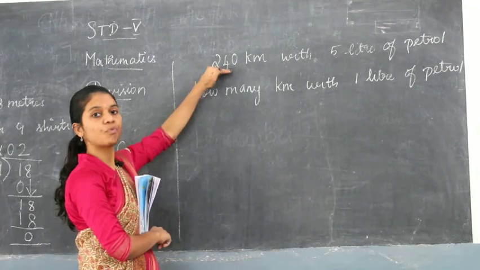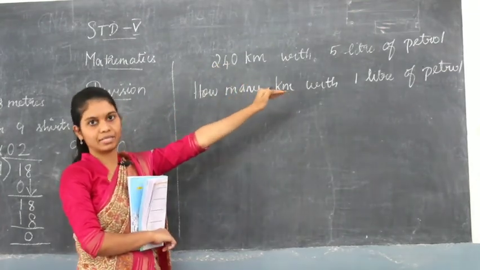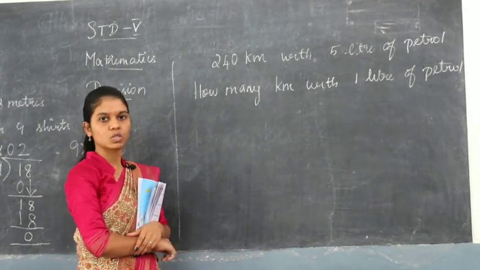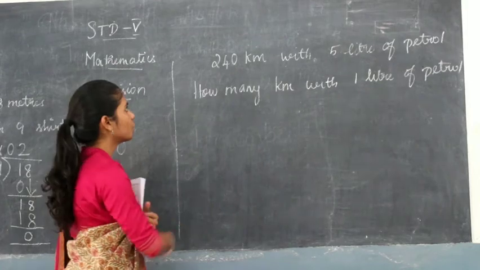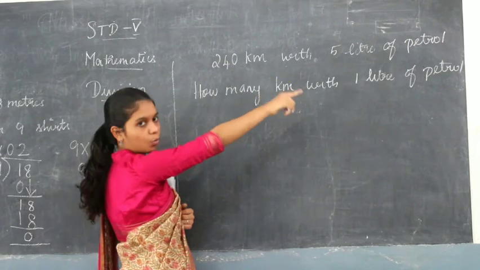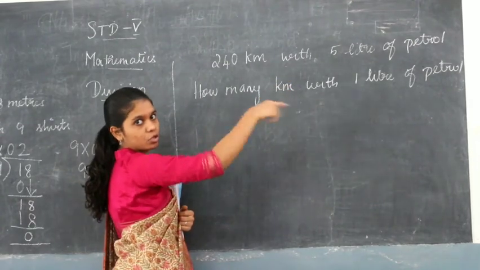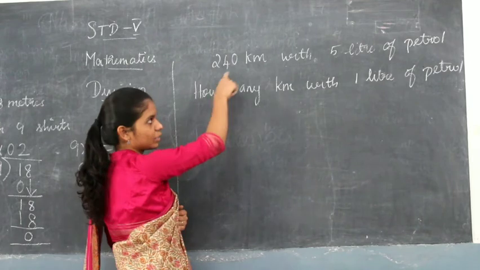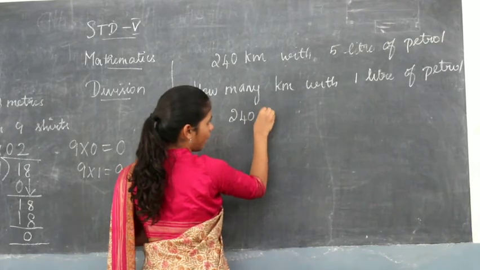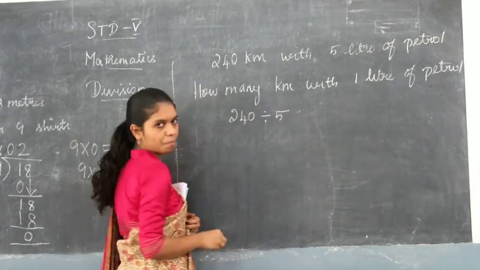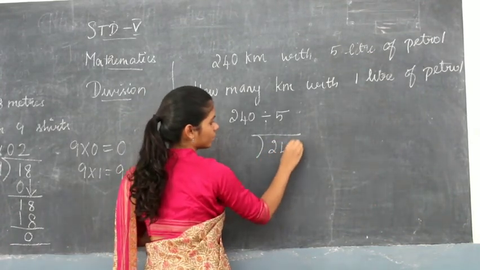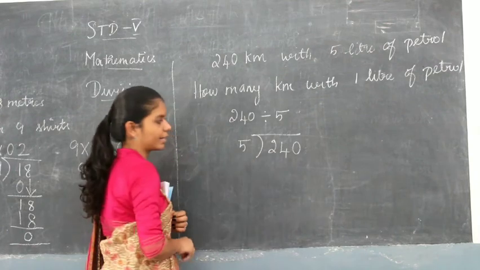Bike covers 240 kilometers in 5 liters and they are asking how many kilometers in 1 liter of petrol. So what you should do first is you should look into the kilometers. This 240 kilometers is equally covered by 5 liters. So for 1 liter you should divide this by 5, right? So 240 should be divided among 5 liters. Now you should put the table and you should write 240 inside and 5 outside.